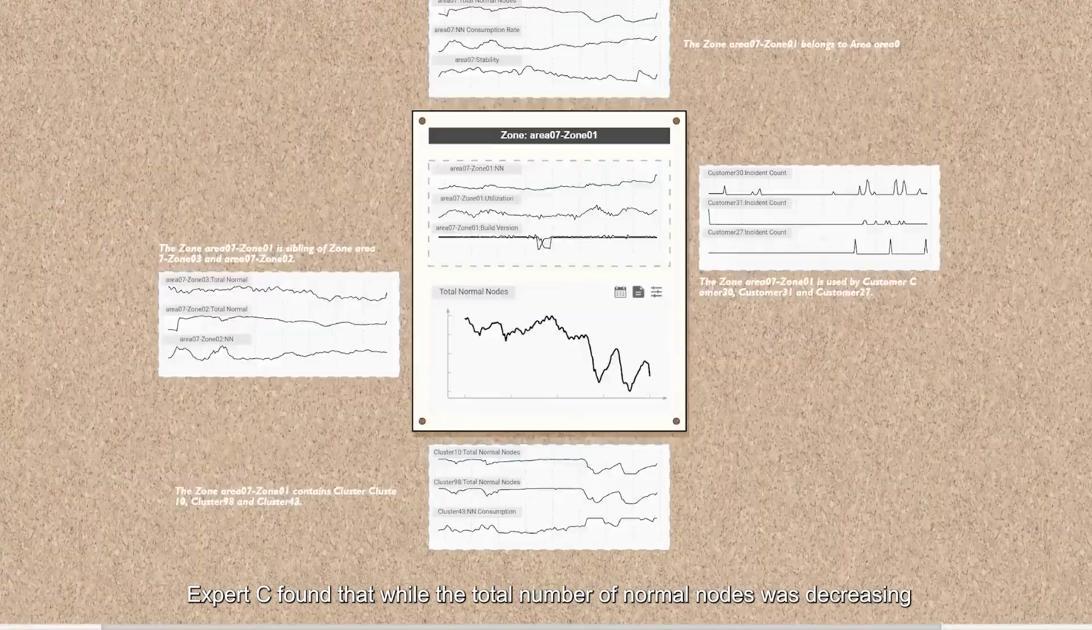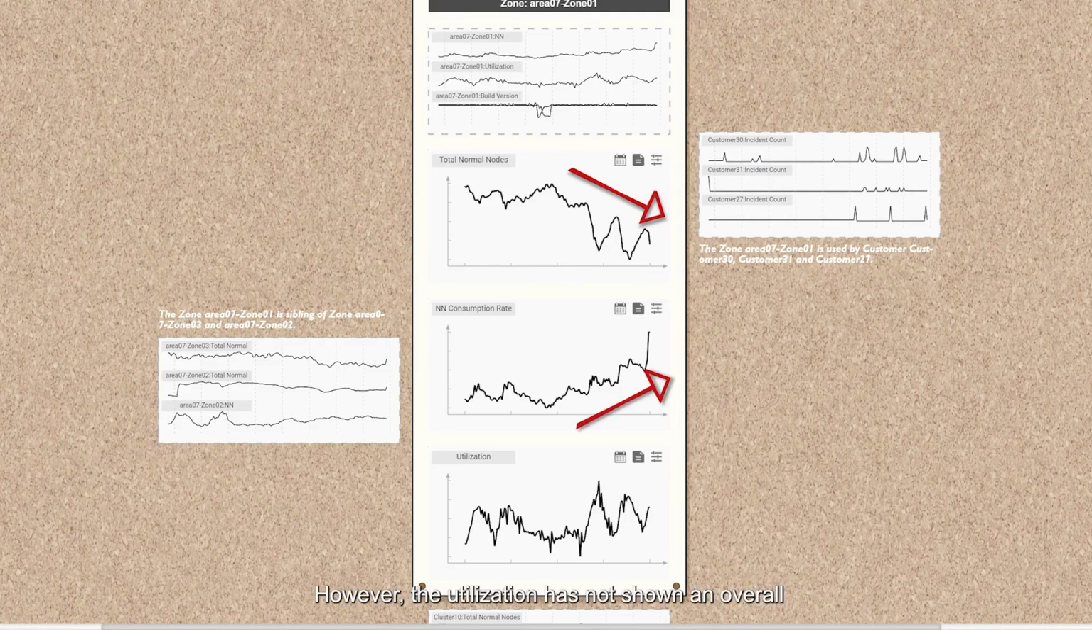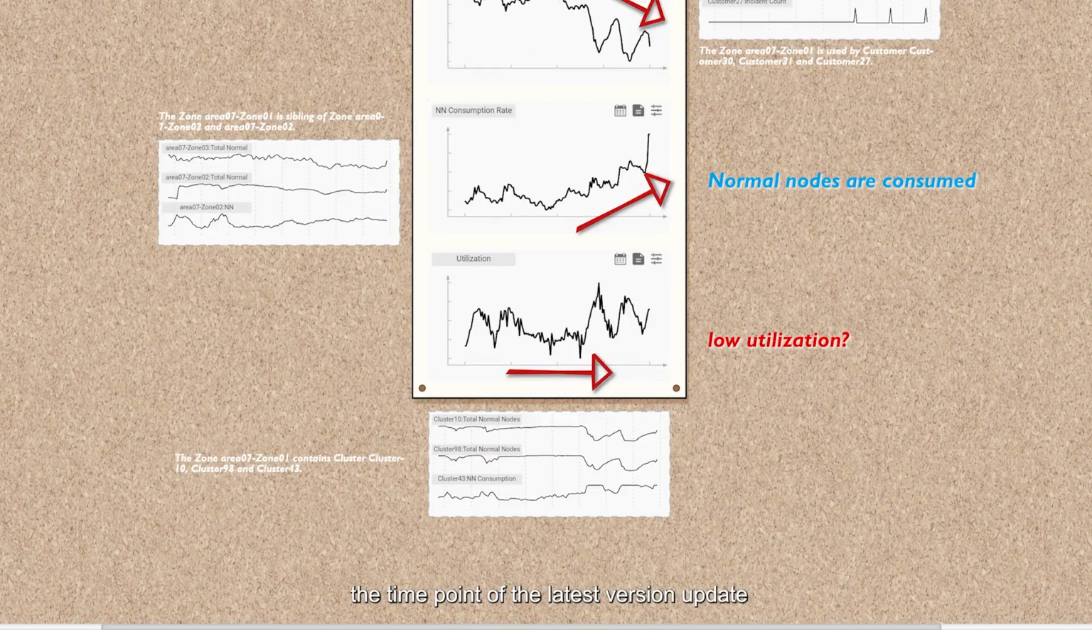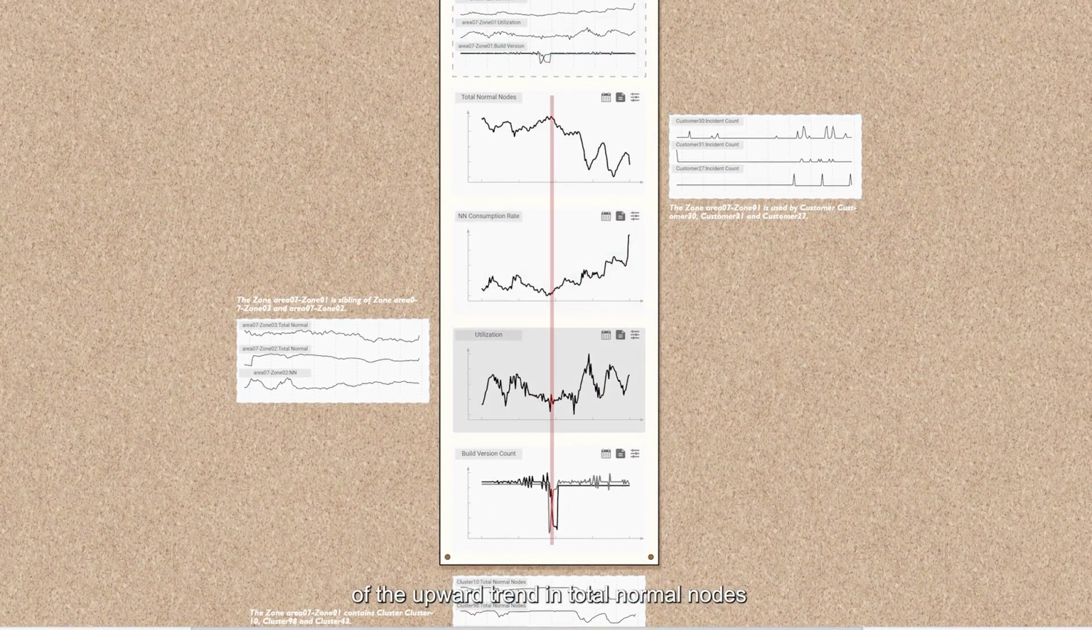Expert C found that while the total number of normal nodes was decreasing, the consumption rate of normal nodes was consistently increasing and approaching 100%. However, the utilization has not shown an overall upward or downward trend in its periodic fluctuations. This was highly illogical and suggested that once the available normal nodes were consumed, they were not being utilized as they should be. Moreover, Expert C discovered that the time point of the latest version update was almost simultaneous with the start point of the upward trend in total normal nodes.